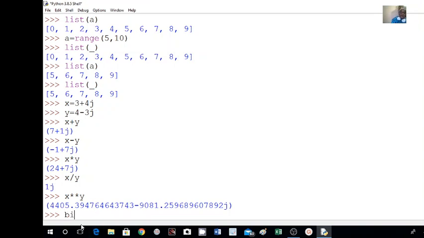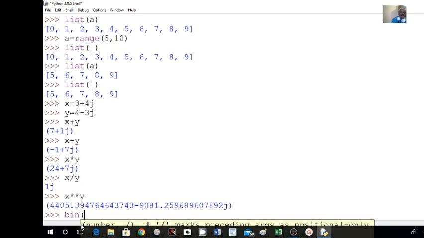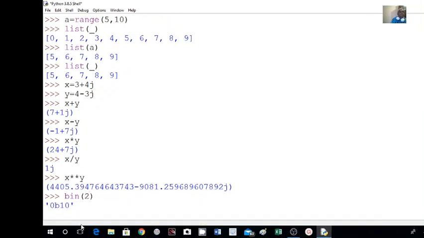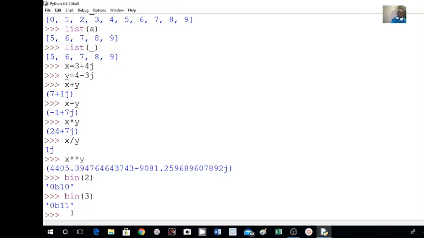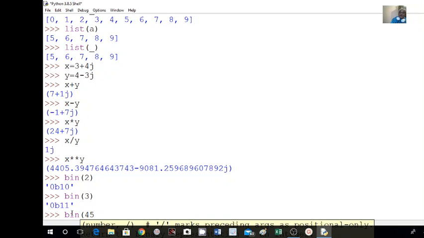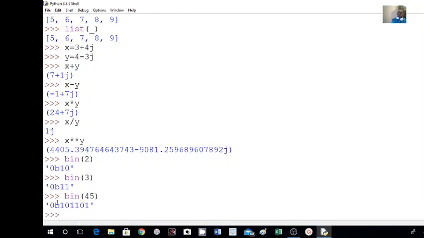One more command, binary. I will go for bin 2. So this is giving 1 0. We know that in binary, 2 is nothing but 1 0. First one is 1, second one is 1 0. Binary 3 is 1 1. Yes, bin 3 is equal to 1 1. Binary of 45 is 1 0 1 1 0 1.